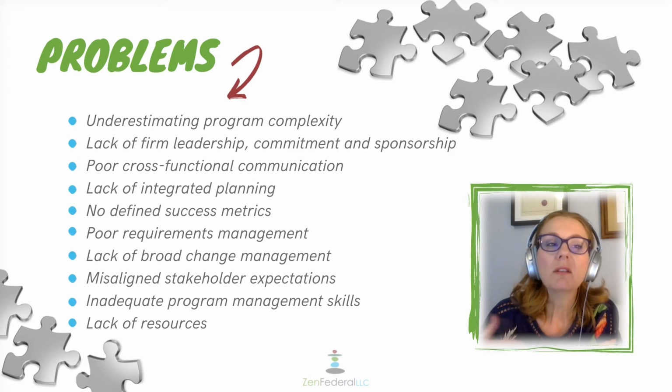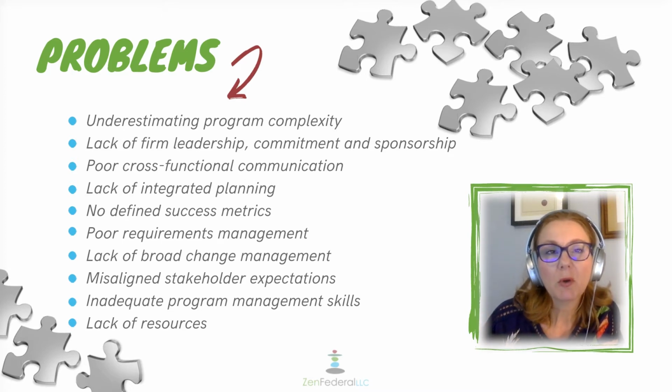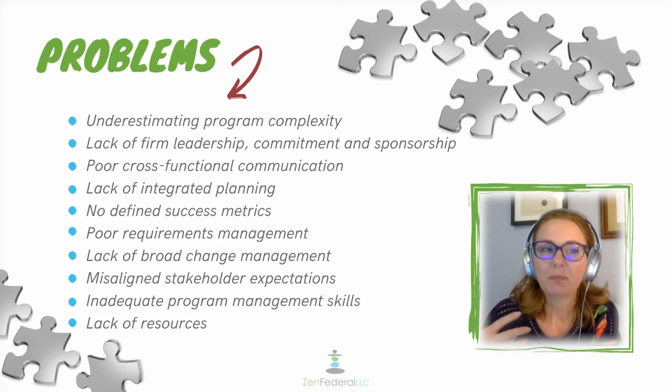Also, another challenge is poor cross-functional communication. A lot of times the government works in silos and doesn't look across their own component or their own agency or department, let alone the federal enterprise, to see who may be doing similar types of projects and programs and where the best practices may be. By working in a silo, sometimes technology and best practices and program management expertise doesn't reach you. So it's important to have that cross-functional communication.